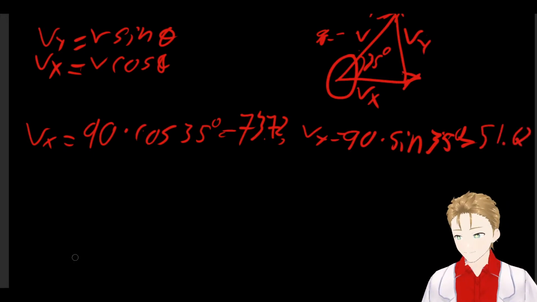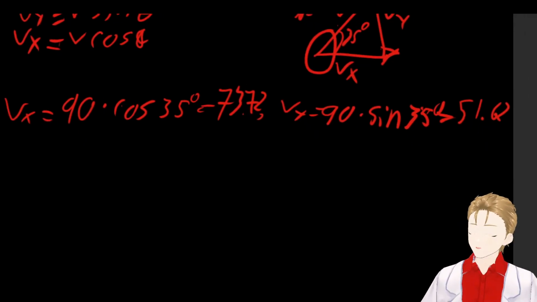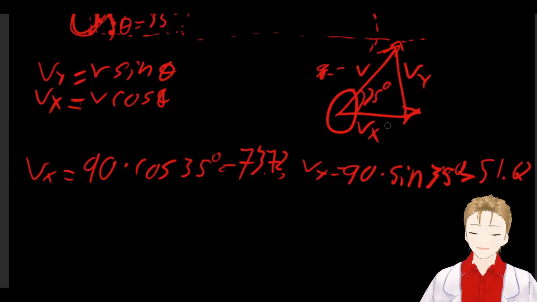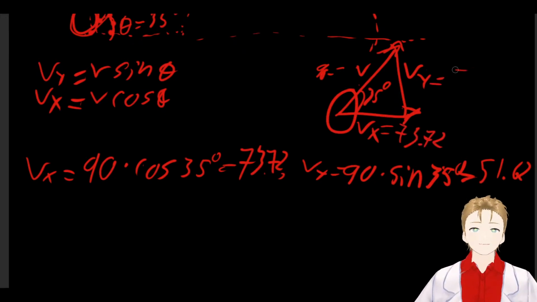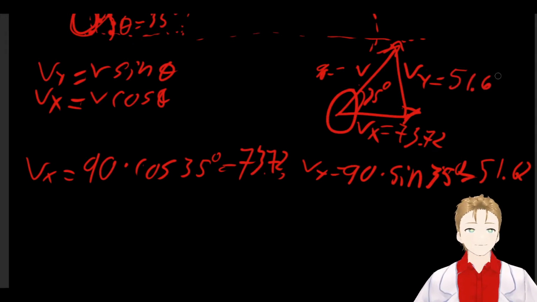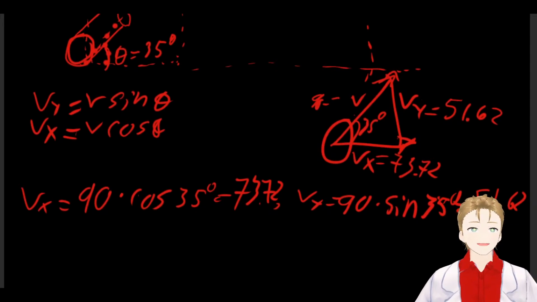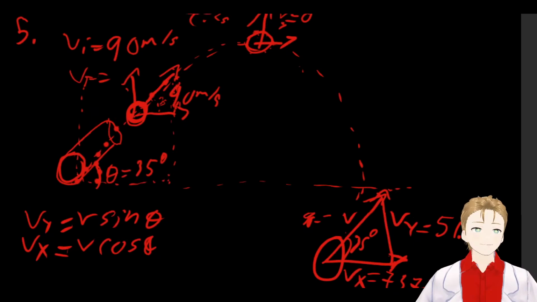51.62. Wait, what is it? Or is it 63 closer? Which one? 62. 62 meters per second. Alright, we got that. This is 3.72. This is 51.62. That's good, that's good. So we know that Vx is always constant.